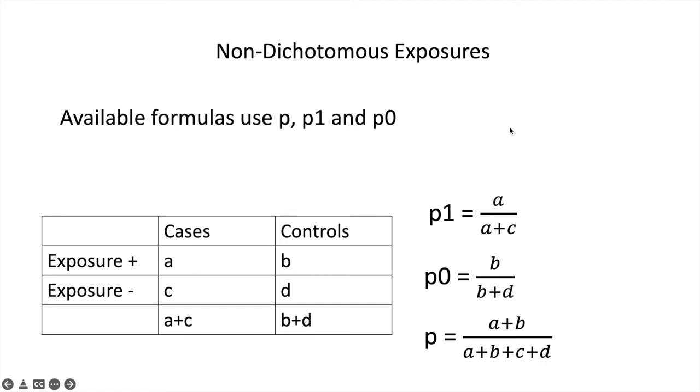You'll notice that the formula I showed, P, P1, and P naught, all rely on the idea of a dichotomous exposure, where we have exposed cases and exposed controls. There's no proportion of exposure overall. It's exposed and not exposed. There's no opportunity for, say, a medium level of exposure or a continuous exposure. But that's a very common thing to want to investigate. So what do we do in those situations?